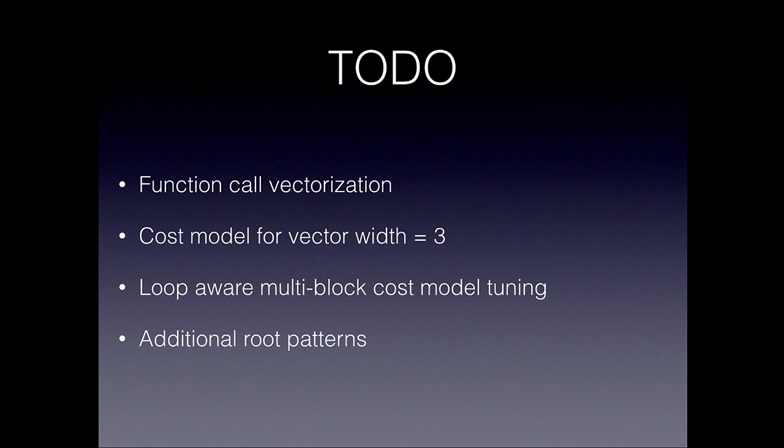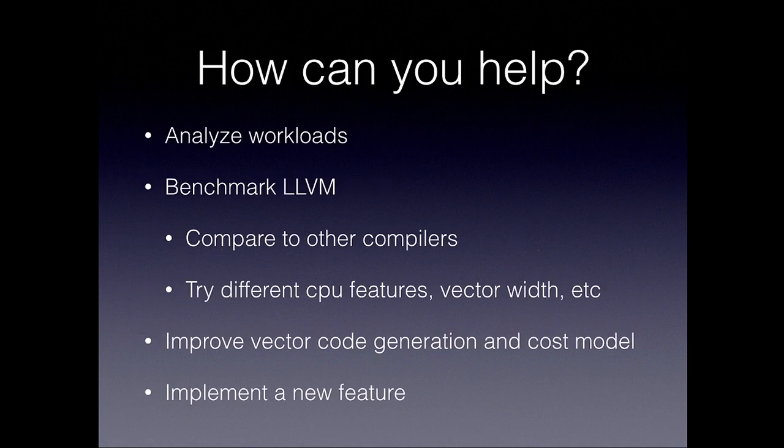Loop-aware multi-basic block vectorization. So we have this tree that spans multiple basic blocks, and maybe some of these basic blocks can be inside of a loop. So we may want to assign a different cost for the basic blocks that are inside loops. We don't have that right now. And we always need to find more roots or more patterns that expose vectorizable trees. So this was the SLP vectorizer.